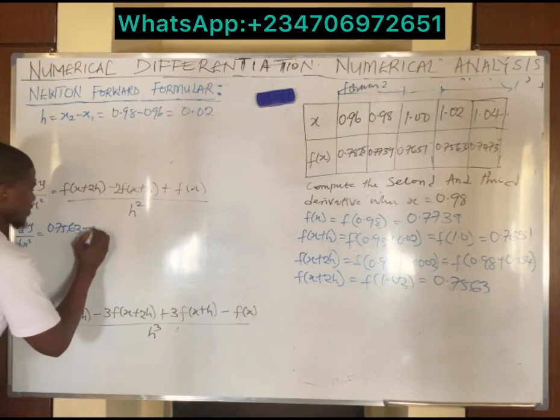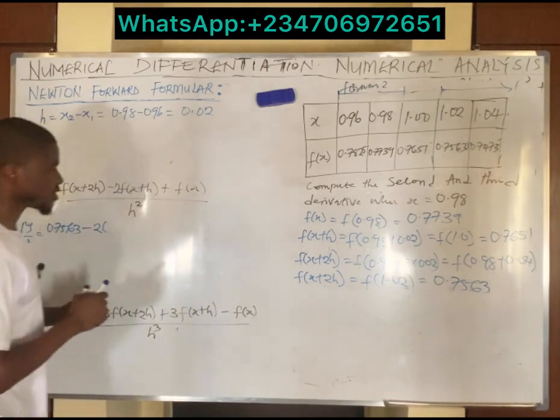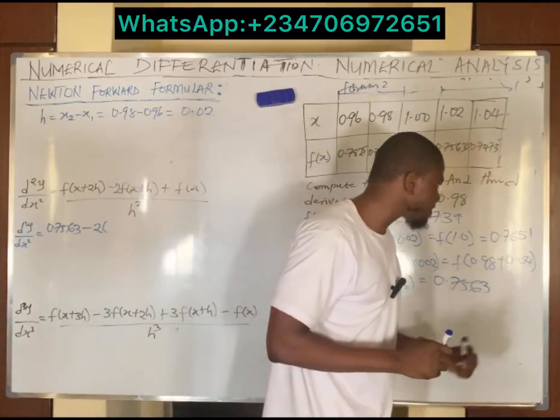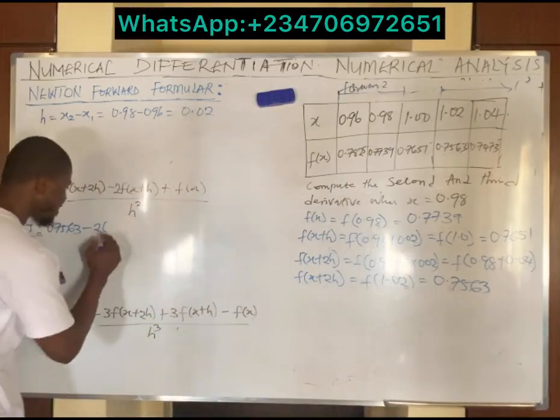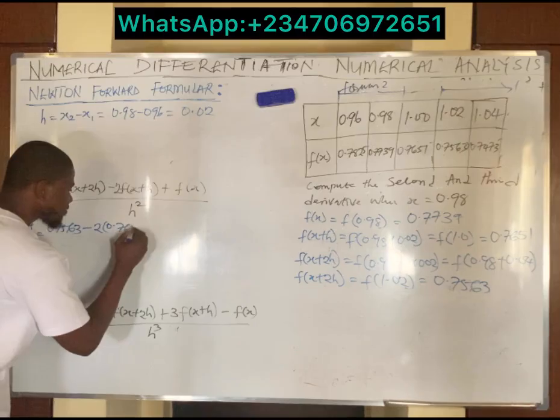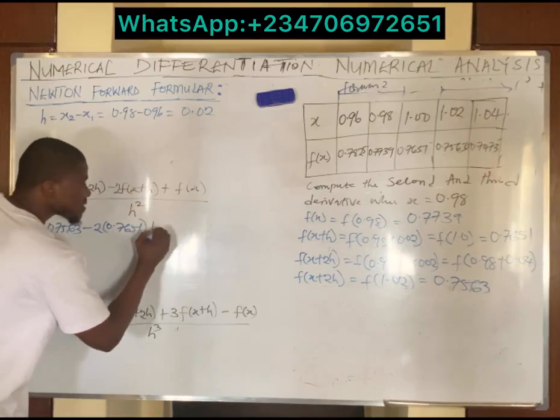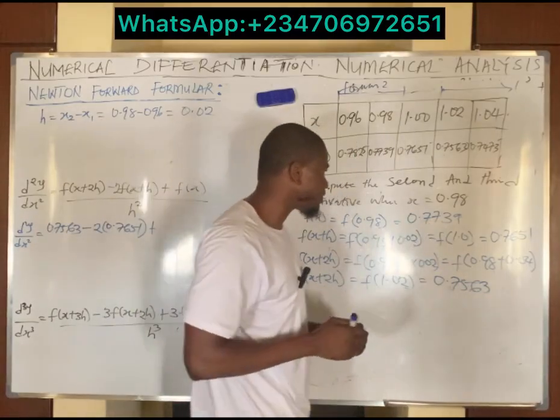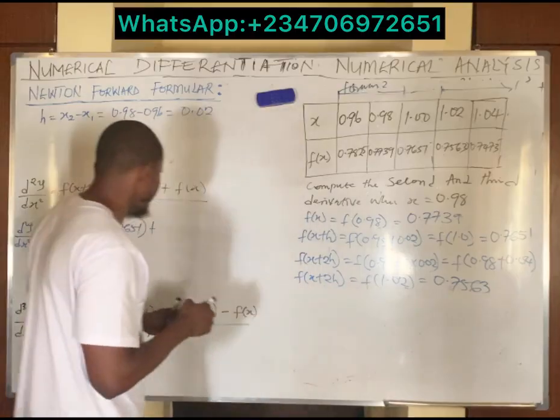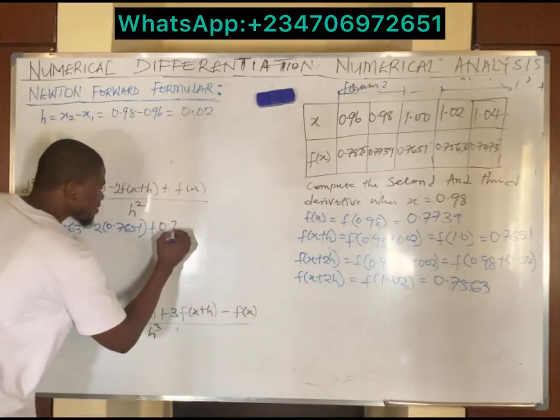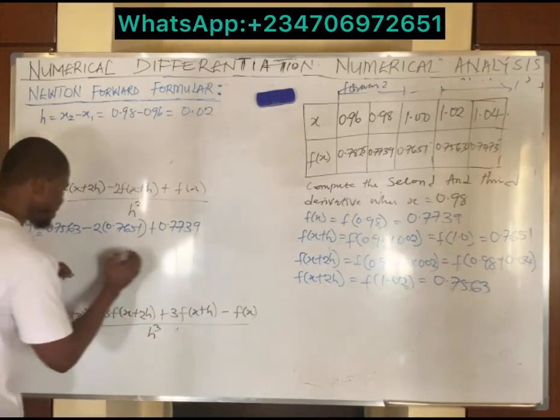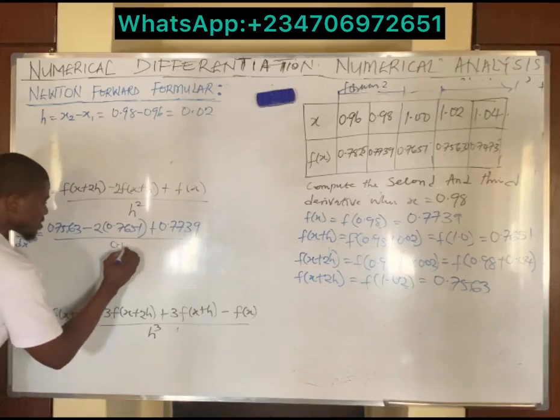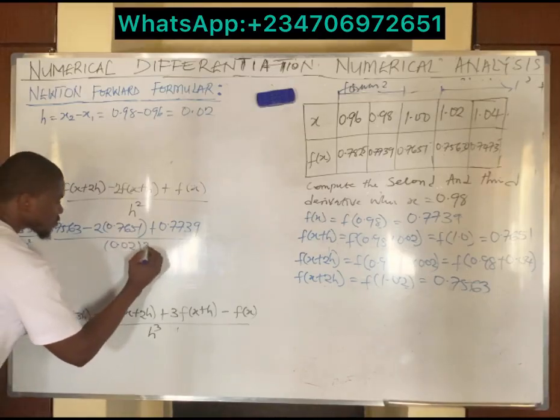Okay, so you have 0.7563 minus 2 times f of x plus h, and f of x plus h simply gave us 0.7651. So 2 times 0.7651 plus f of x, and f of x gave us here 0.7739. So you have plus 0.7739, divided by h squared. h is 0.02, all squared, right?